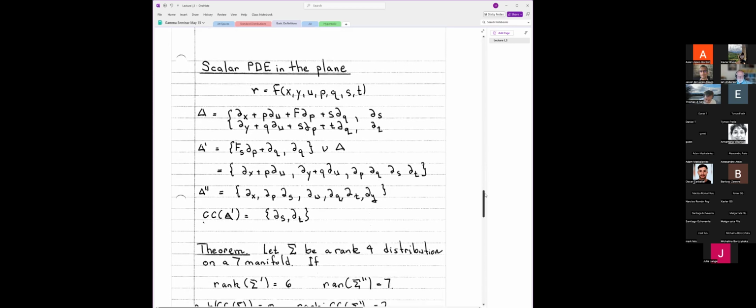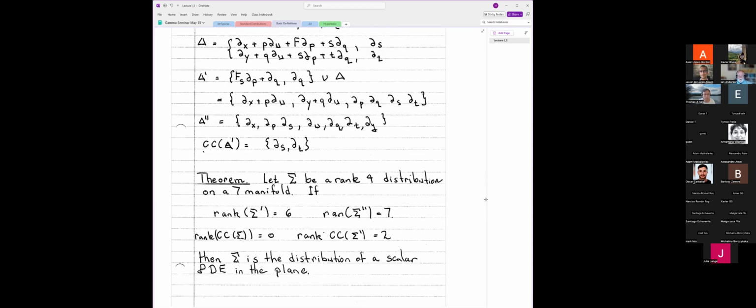For partial differential equations in the plane, I'm going to go through this a little bit faster. Again, here's our distribution. I can calculate the derived flag and the second derived flag, and I find that the first derived flag has two Cauchy characteristics. And again, this gives us a characterization theorem. If we have a rank 4 distribution on a manifold, and the derived flag goes up by 2 and then by 1, and this has no Cauchy characteristics but the derived flag has two Cauchy characteristics, then this abstractly defined rank 4 distribution is actually the standard distribution for some partial differential equation in the plane.